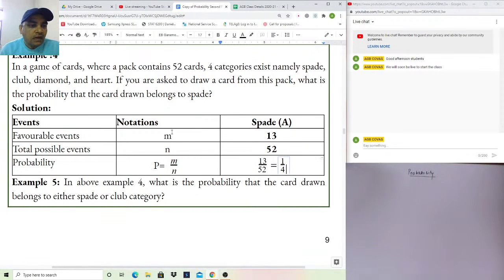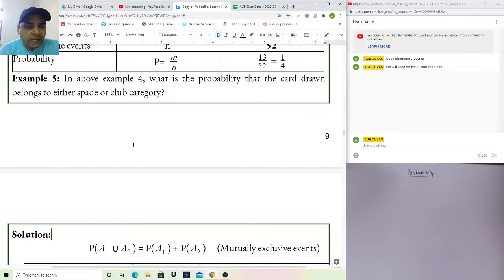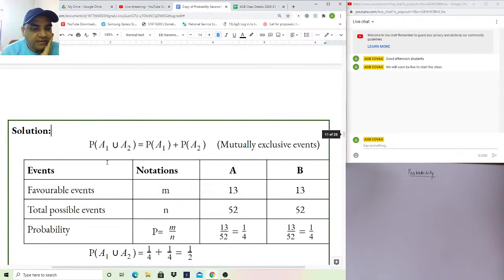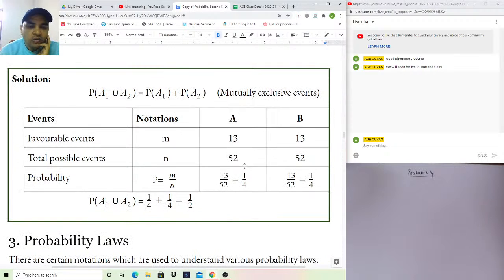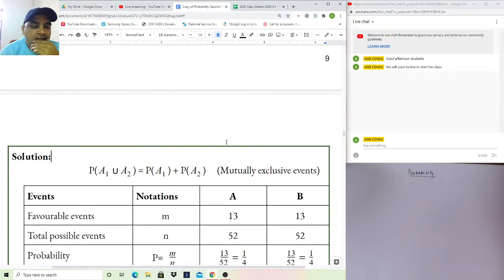Now in this particular example, what is the probability that the card drawn belongs to either a spade or a club category? So now comes your union. When we say or, it becomes union. And because spade does not affect the clubs, these are mutually exclusive events. So as per our definition, P(A1 union A2) will be equal to P(A1) plus P(A2) because these are mutually exclusive events.